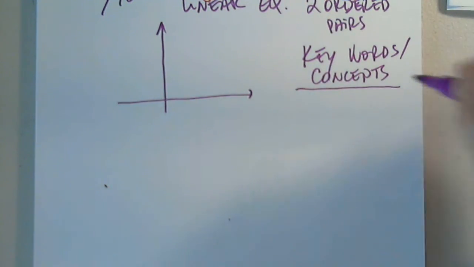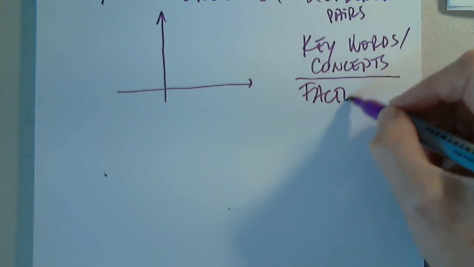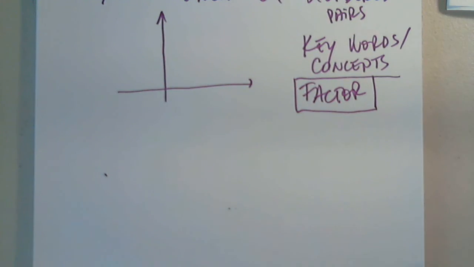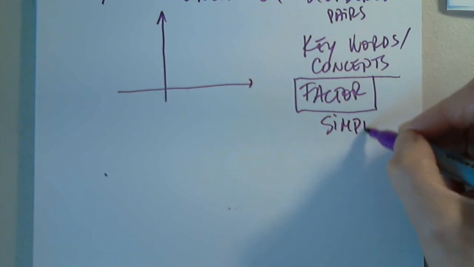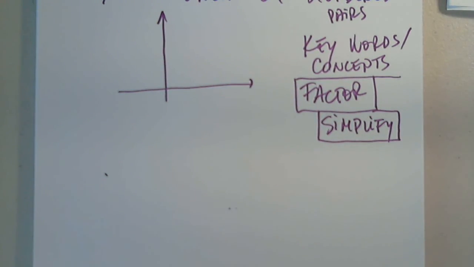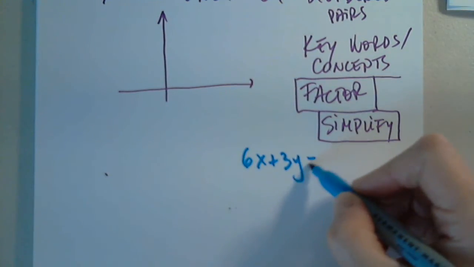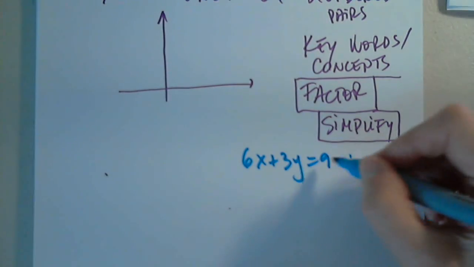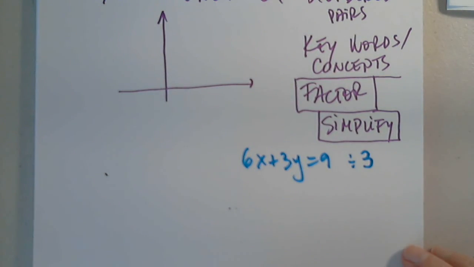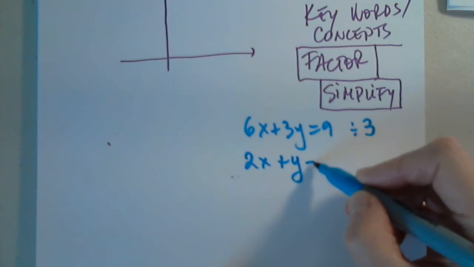In all math classes, I would like you to have in the back of your mind at all times: factor is one very important concept, and the other one, simplify. These 2 concepts should always be with you. Okay, so yes, I see that 6x plus 3y equals negative 9. All these terms are divisible by 3. I divide and I get 2x plus y equals negative 3.